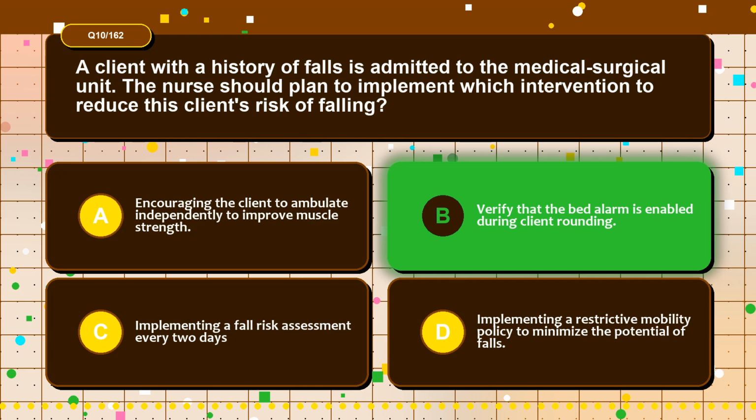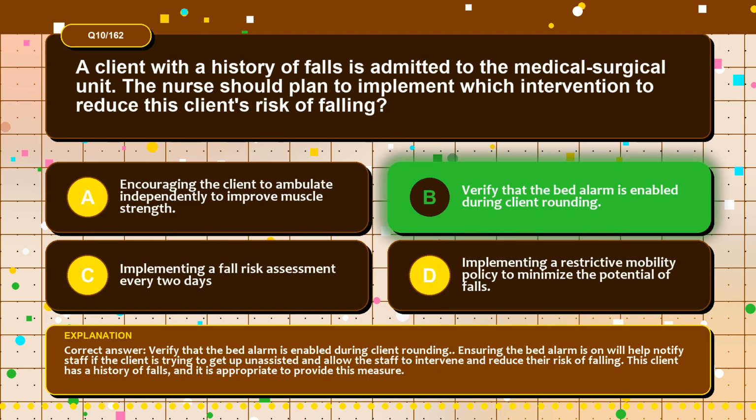The correct answer is option B. Verify that the bed alarm is enabled during client rounding. Ensuring the bed alarm is on will help notify staff if the client is trying to get up unassisted and allow the staff to intervene and reduce their risk of falling. This client has a history of falls, and it is appropriate to provide this measure.